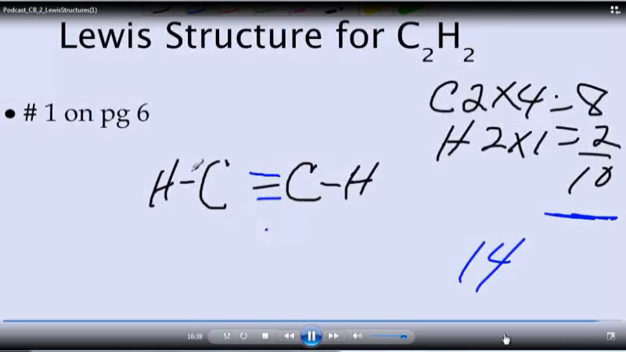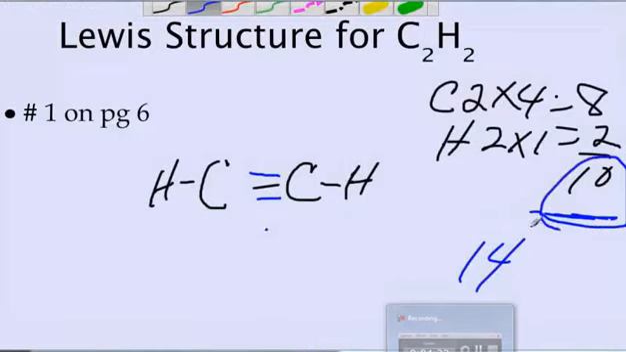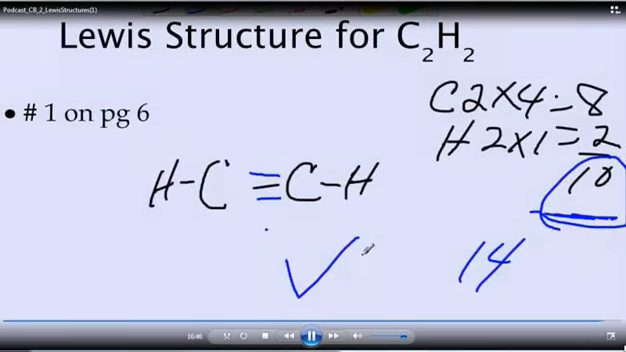Now let's see how many electrons we've used. 2, 4, 6, 8, 10. I've used the right number of electrons. I've got a good Lewis structure.